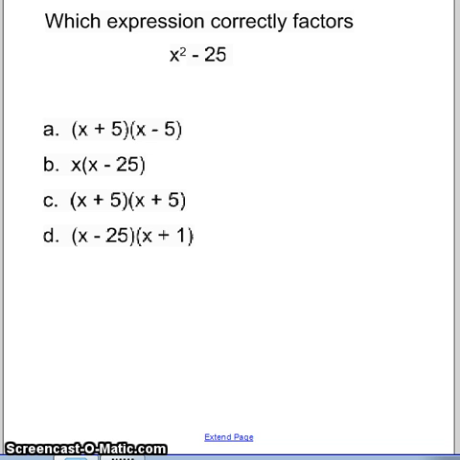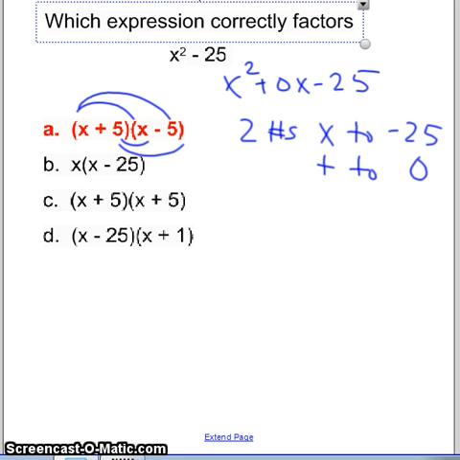The third and final type of factoring that you need to know is called the difference of two squares. Occasionally you'll see one where the first number is a perfect square minus the second number that's a perfect square. When you see one like that, you take the square root of the first number, which is x. You write it down twice. You take the square root of the second number, which is 5. You write it down twice, and you make one a plus and one a minus.